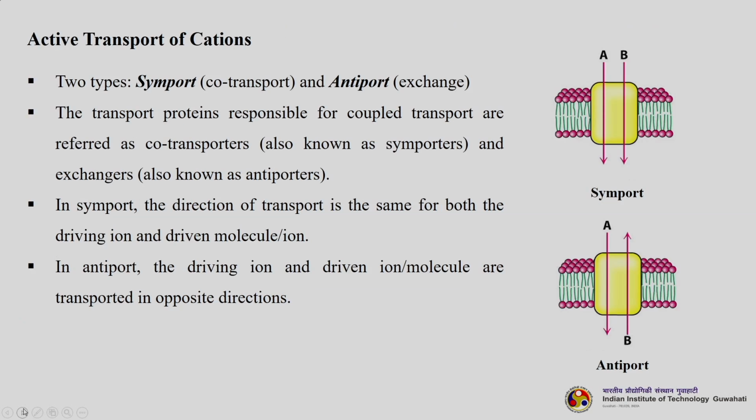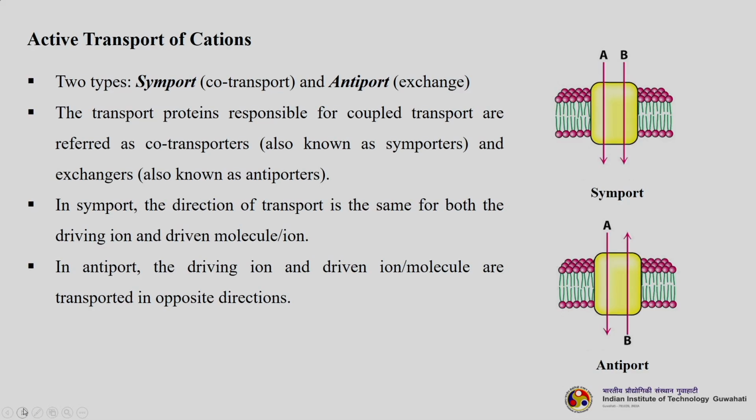So, now let us understand how cation transport happens. As I told you earlier about symport and antiport, here we will try to understand what symport and antiport actually are. So, there are two types of mechanism for cation transport. One is symport, which is also called co-transport, another is antiport, which is called exchange. There is also something called uniport, in which one permeate is transported in a single direction across a membrane. But we will try to understand symport and antiport.